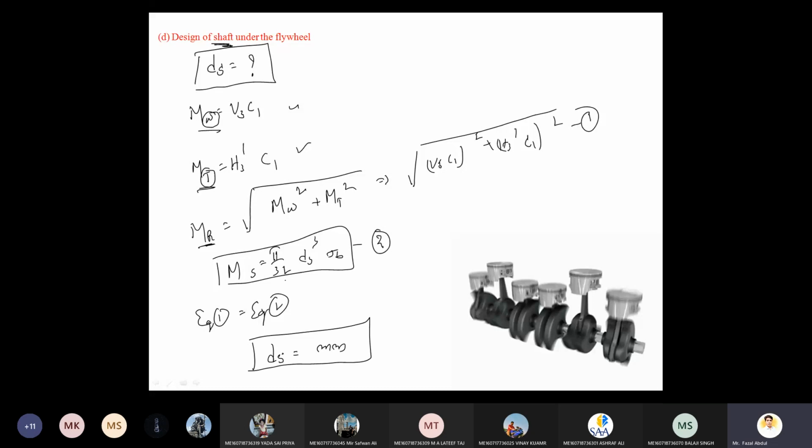So first we are calculating the bending moment due to the wheel and the bending moment due to the belt tension separately, and we are extracting the resultant bending moment. And also due to the direct power transmission, the shaft at the flywheel is subjected to the bending moment. So this is a bending moment from the bending stress equation. We are writing this equation. Okay. So we are equating these two. Finally we are getting the ds value.